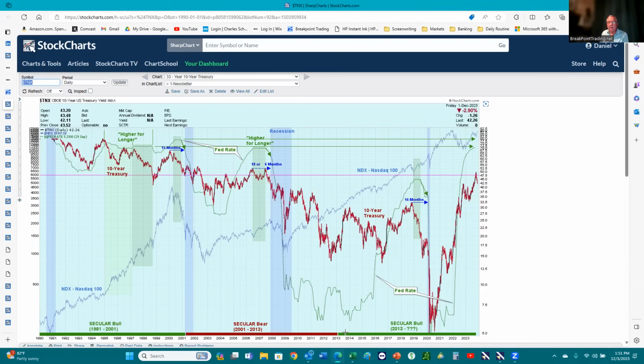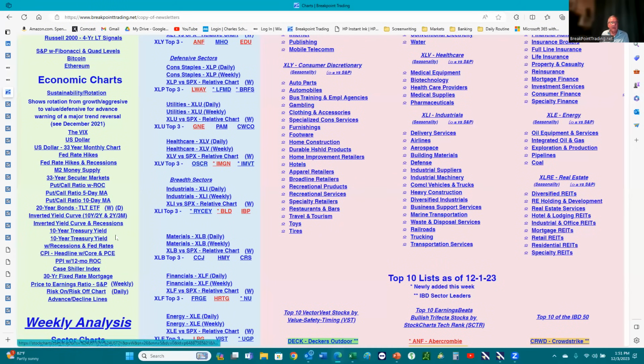Interestingly, notice in the secular bear, we had 2 major recessions. In the secular bull, we had 1 minor recession so far. And in the previous secular bull, we had 1 minor recession. So we may have another recession, but I don't think it's going to last long. So it'll be similar to that. Nice. All right.